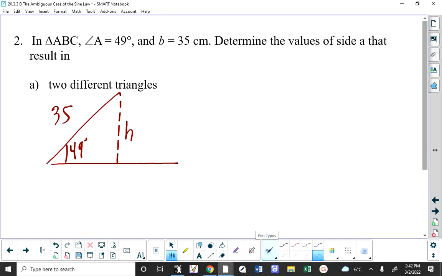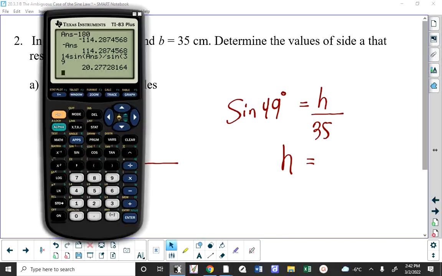What is the height of this triangle? Well, how many of you just remember it's B sine A? Okay, you can go that route. I'm going to use the trigonometric ratio method and write sine of the 49 degrees is opposite, which is labeled h, over the hypotenuse, which is labeled 35. So h is whatever 35 sine 49 is. 26.4.